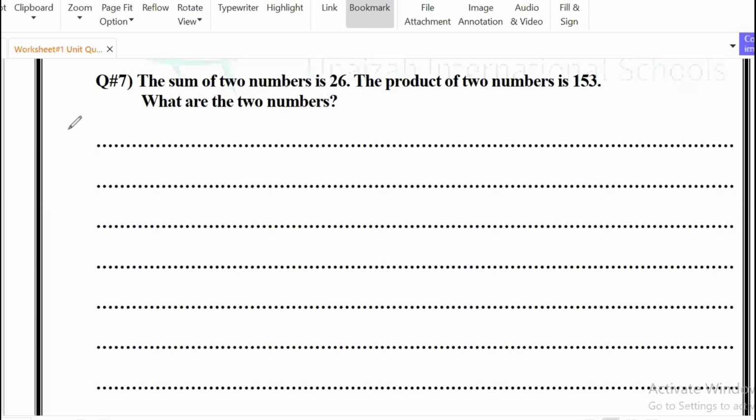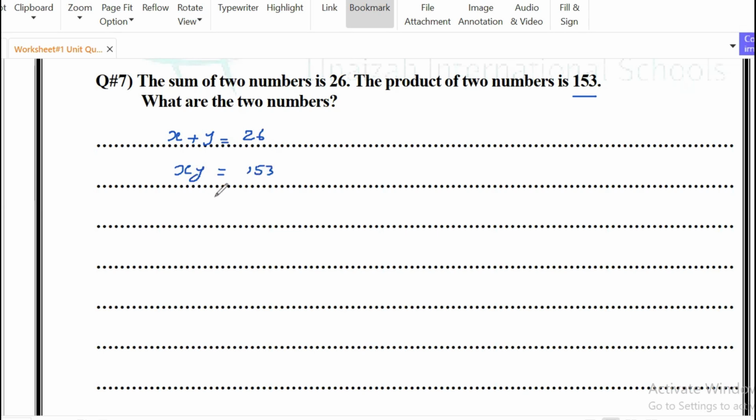Next, question number 7. The sum of two numbers is 26 and the product of the two numbers is 153. What are the two numbers? So we will consider x and y as the two numbers. When we say sum of two numbers, x plus y equals 26. And when we say product, it means multiply, so x into y is equal to 153. So here we have two equations.